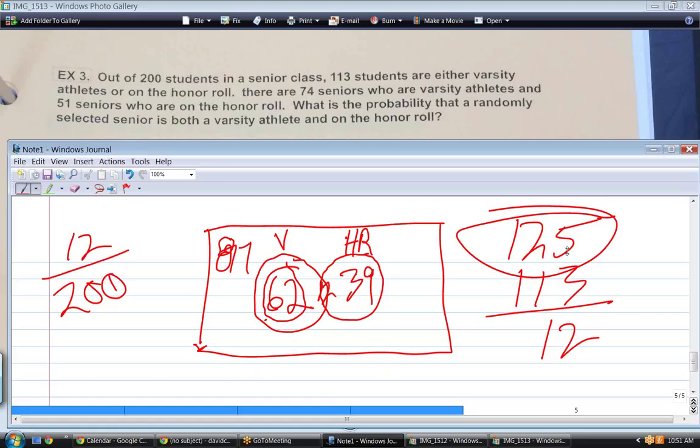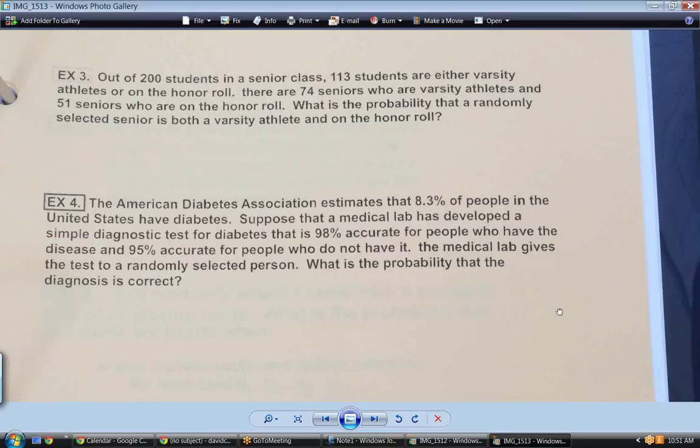All right. So that answer would be 12 200ths, 6 over 100, 3 over 50.